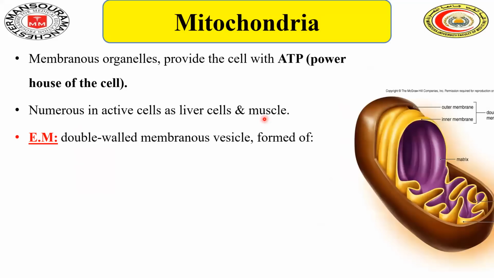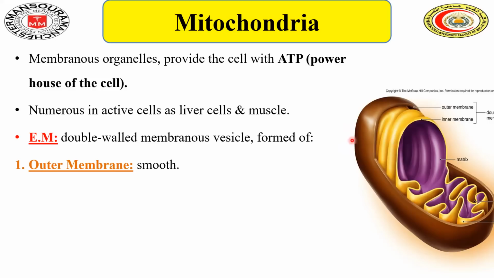By electron microscope, here we have a diagram. This is not a microscopic image, but just a diagram to illustrate the components of mitochondria. If we have an electron micrograph of mitochondria, it reveals that mitochondria is formed of a double-walled membranous vesicle. What does this mean? This means that the mitochondria is not surrounded by one membrane, but by two. So here we have two membranes surrounding the mitochondria, this brown one and this yellow one. So we call it double-walled. Double-walled means it has two membranes surrounding it.